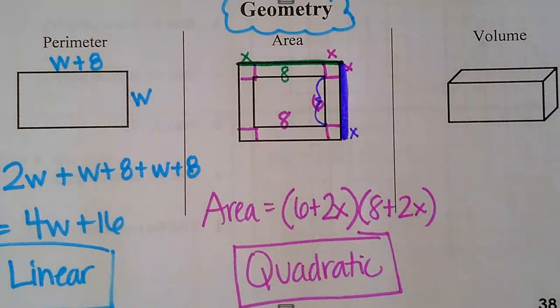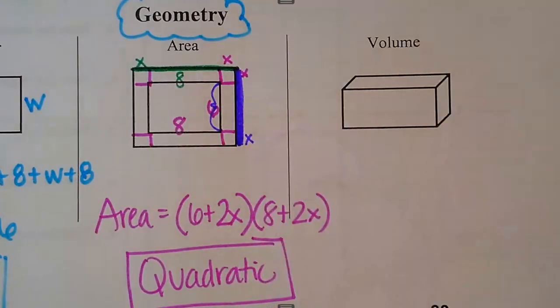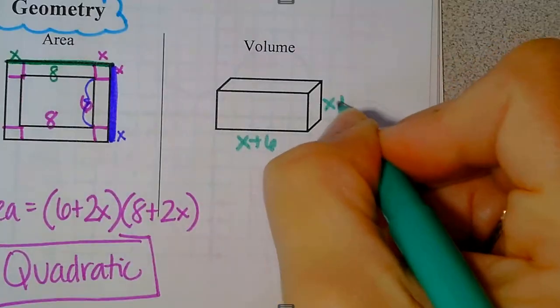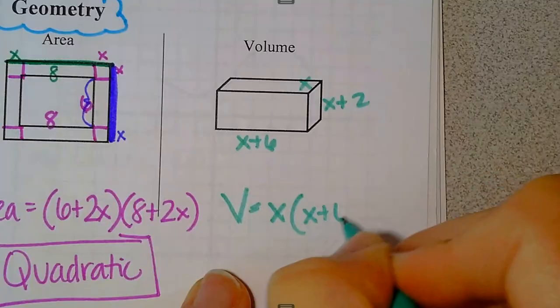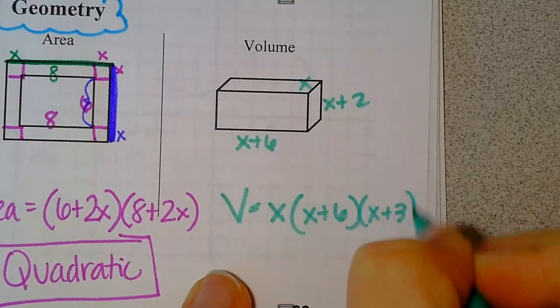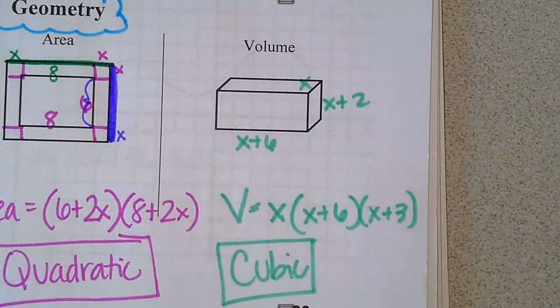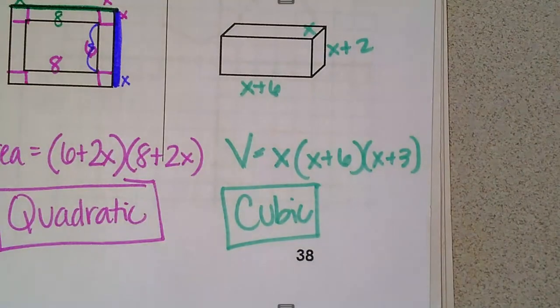And then volume, I feel like everybody knows volume just because it's kind of different, isn't it? Length times width times height. And they might do x plus 6 times x plus 2 times x. So then you'd have to do it 3 times. That's going to be your most recognized cubic function, I would say. Wouldn't you guys agree? Volume is the one that we're going to use in everyday life.